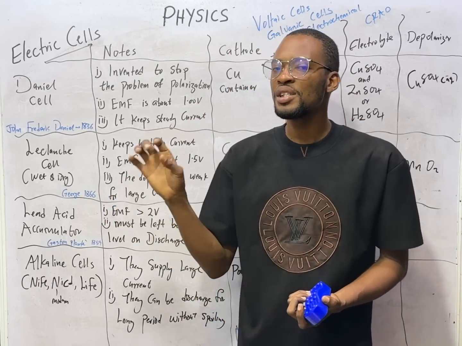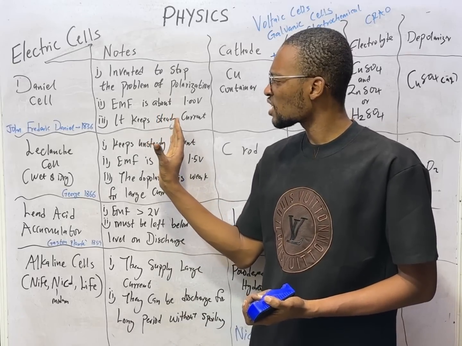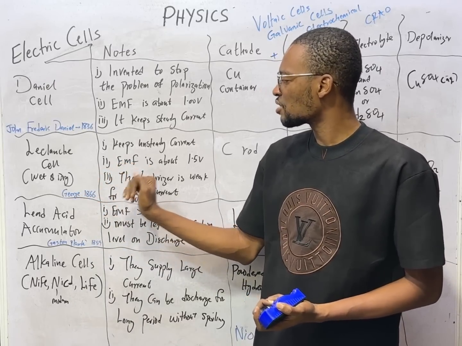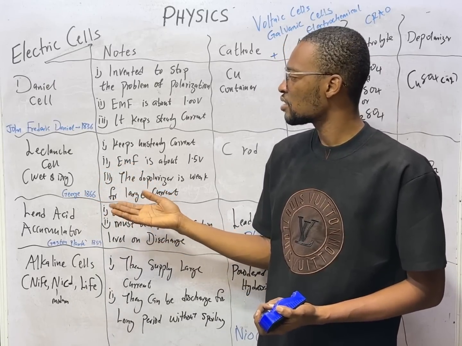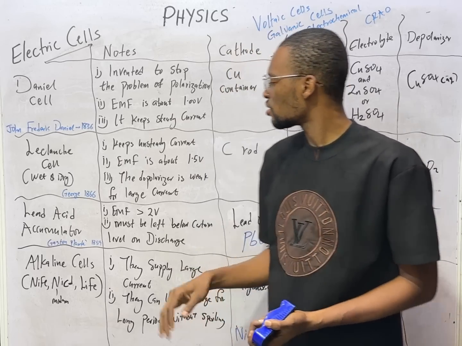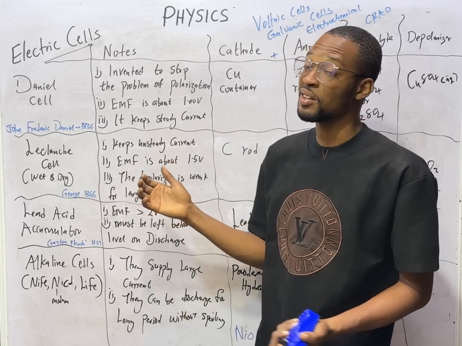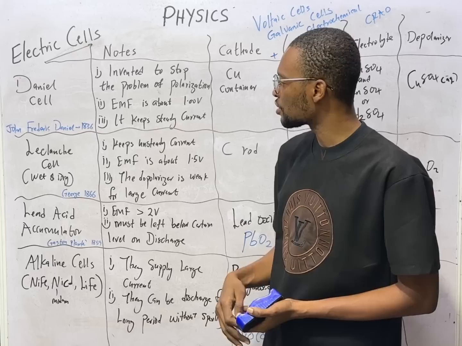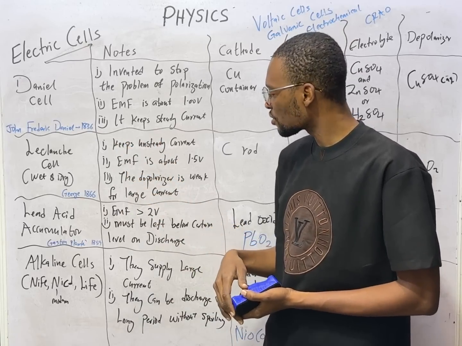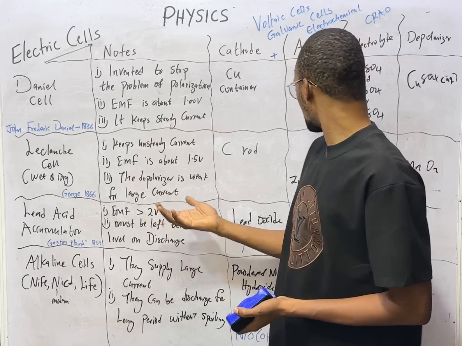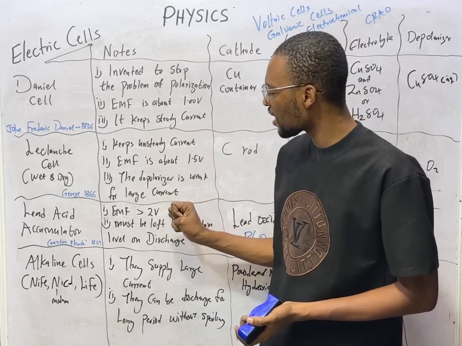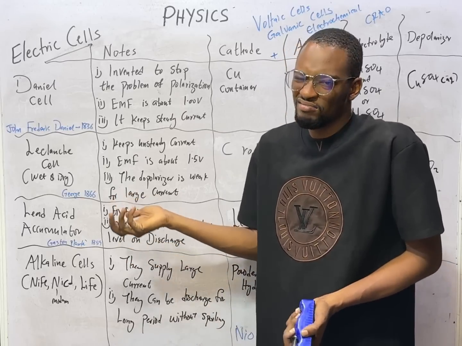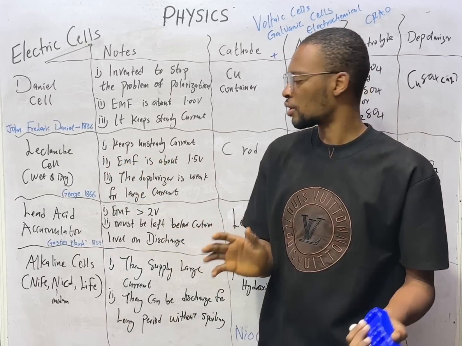And the Daniel cell keeps a steady current. That is what differentiates it from the Leclanché cell. The Leclanché cell does not keep a steady current, and its EMF is obviously more than that of the Daniel cell. Whatever you want to call it, just know the spelling. The EMF is about 1.5 volts, Daniel about 1 volt. For the Leclanché cell, a depolarizer is used. However, this depolarizer gets weak when the current becomes larger. This is just side talk.